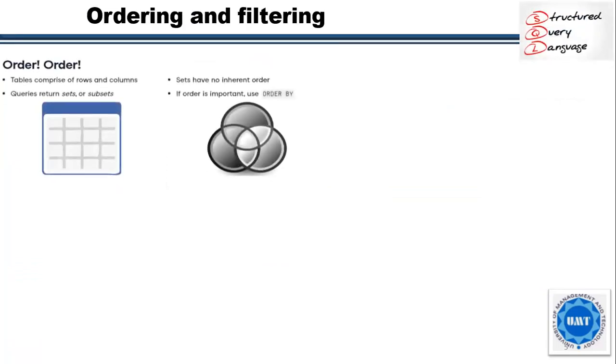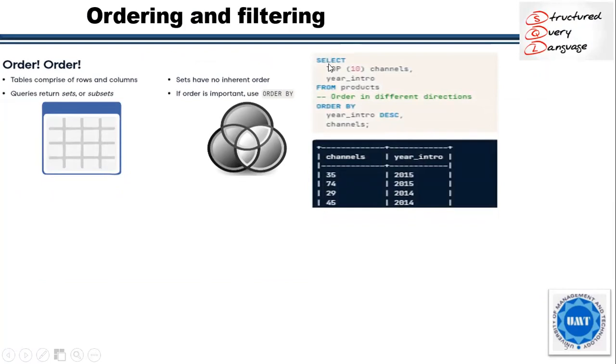How to order and filter in SQL. A table comprises rows and columns. Queries return sets and subsets. Sets have no inherent order, so we use the order by function. Here we can see that we select the top 10 columns from the table product. And now we are going to order this by using the order by function, in descending order, DESC.